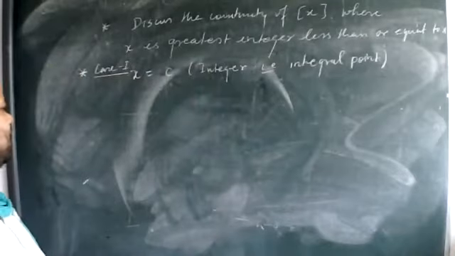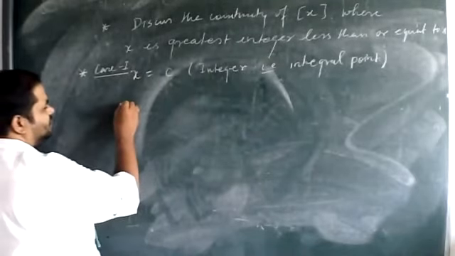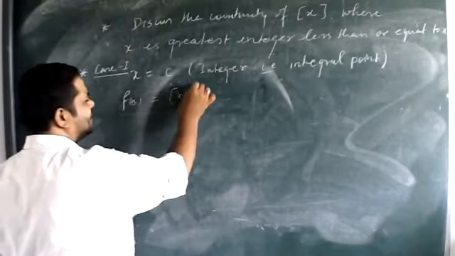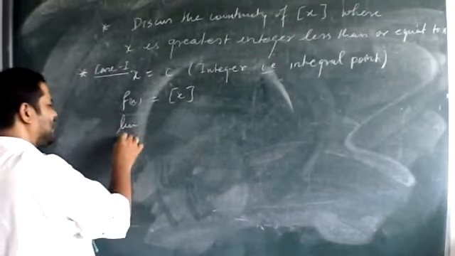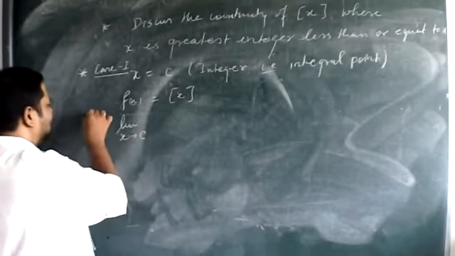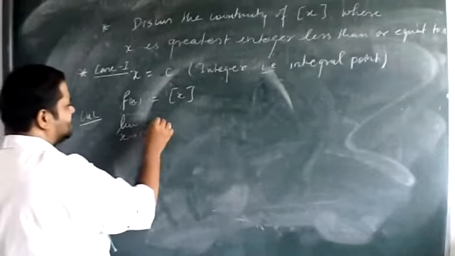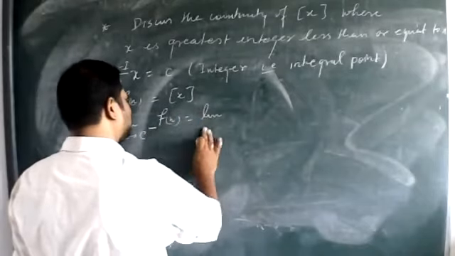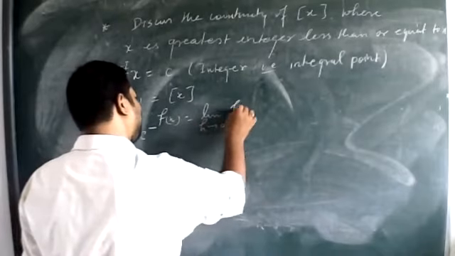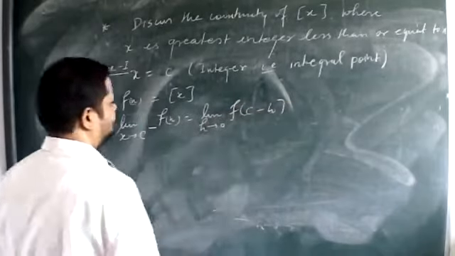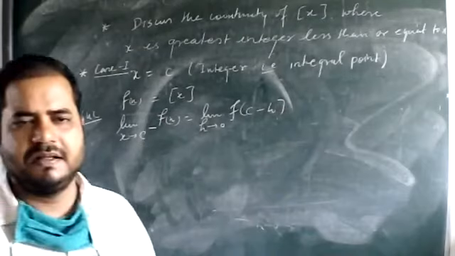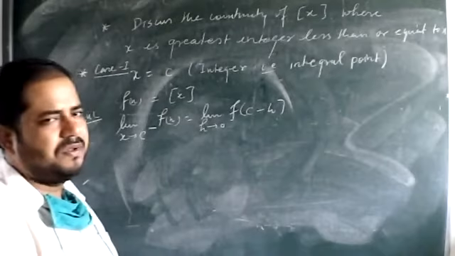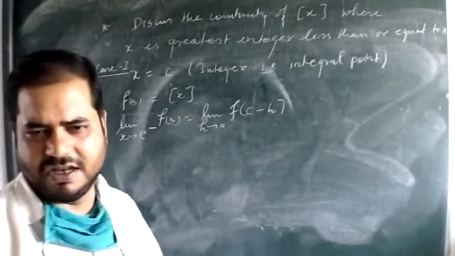clear? So f(x) is equal to bracket x. Limit x tends to c minus, f(x), this means limit h tends to 0, f of c minus h. This is the definition of LHS.